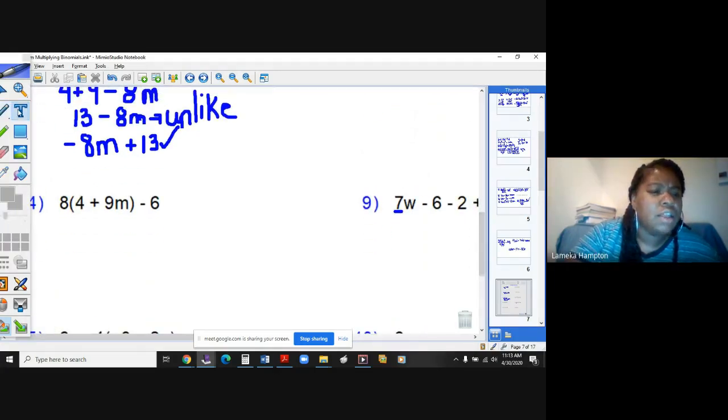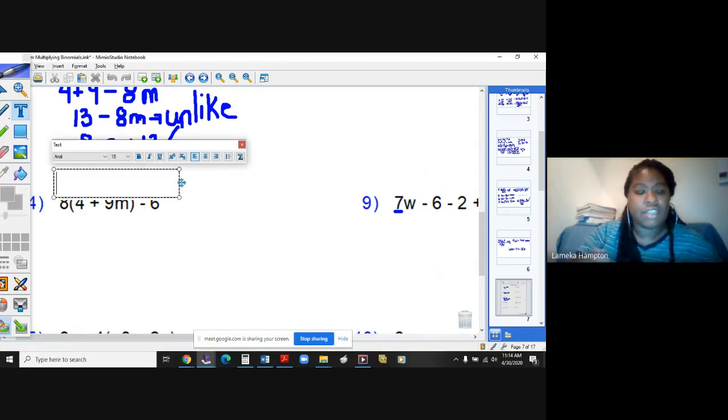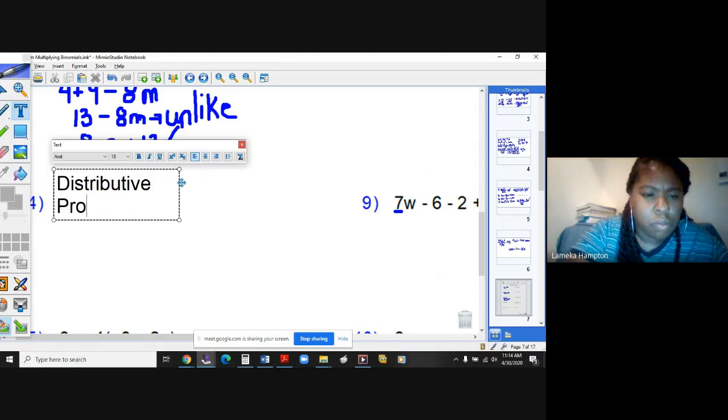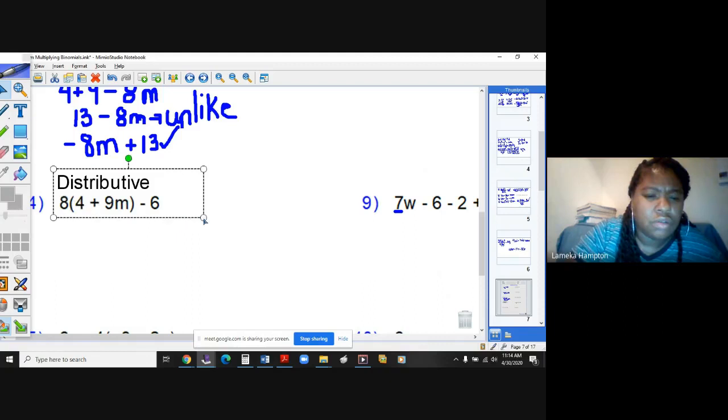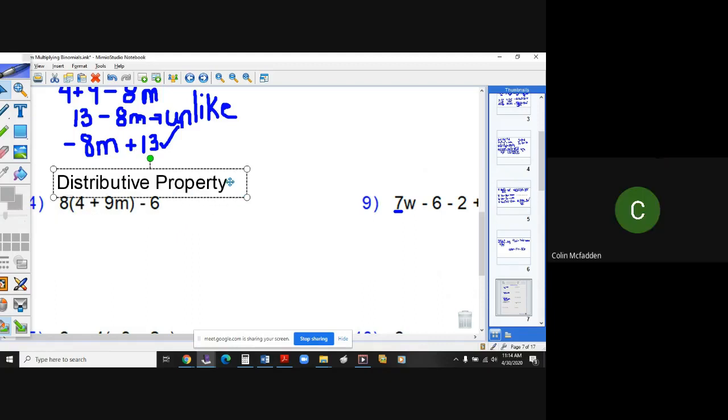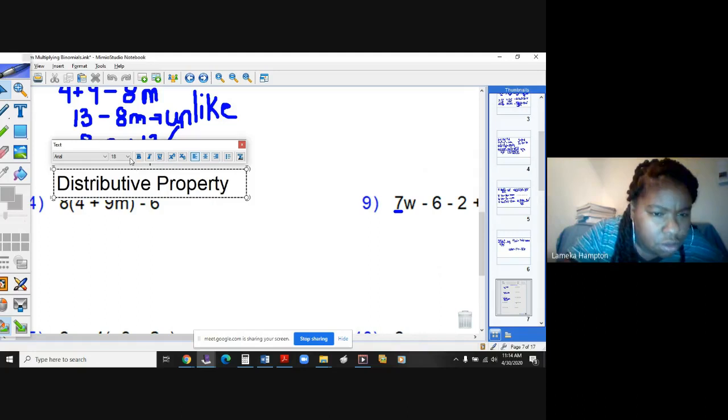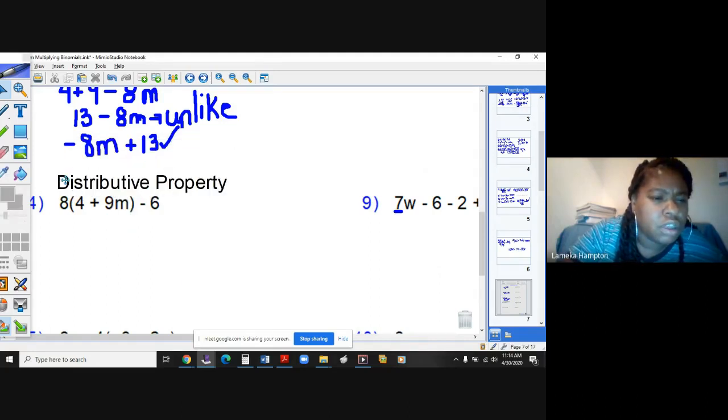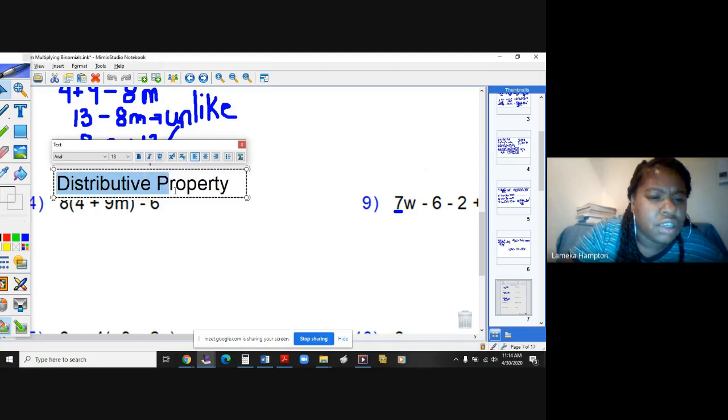All right. So number 4, I want to talk about number 4 really, really quickly because number 4 actually has a lot to do with our lesson for today. Let me see if I can type it. Distributive property. I'm going to make that a little smaller. That way y'all can, hopefully, see it.